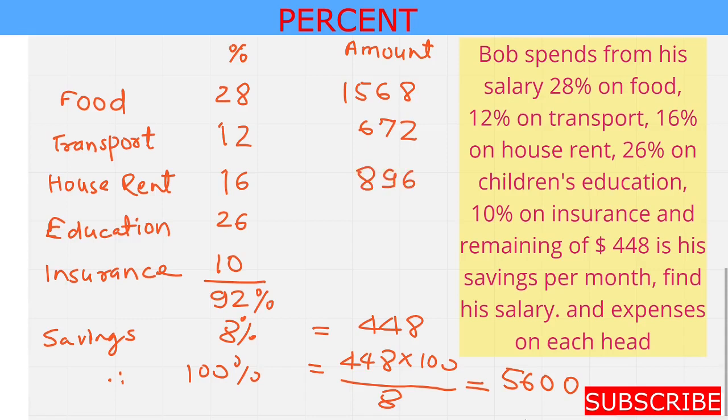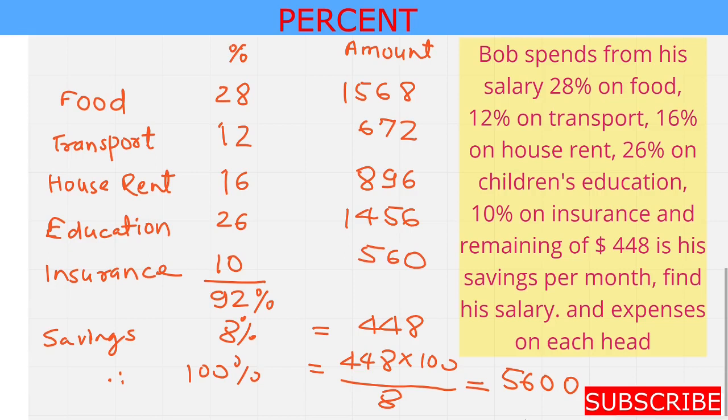Then 26%. 26% is 25% plus 1%. 25% is 1/4. 1/4 of 5,600 will be 1,400. 1/4 of 56 is 14. So 1/4 of 5,600 will be 1,400. And 1% is 56. So it will be 1,456. 10% is on insurance and 10% is 560.